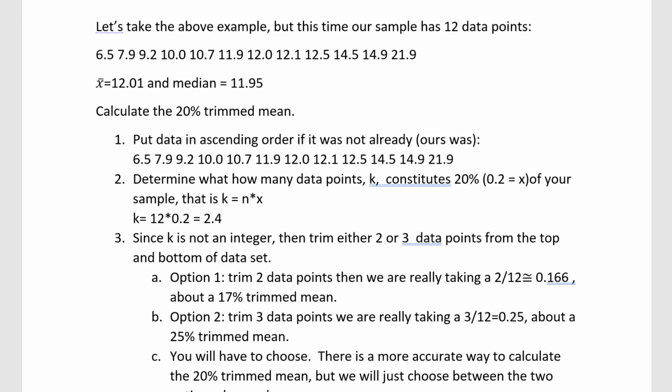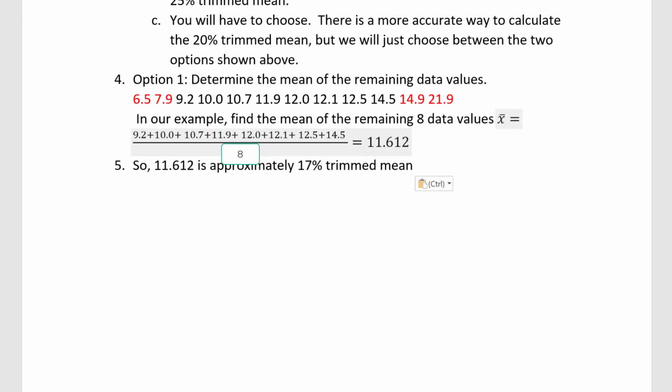So let's look. If we choose option 1, what would be our 17% trimmed mean? Well, if I choose option 1, that means I'm taking 2 data points from the top and bottom of our data set. So in red, I've shown you the 2 data points on the top and bottom. And so now I take the middle data points that I have there. There's 8 of them. I take those 8, I add them up, divide by 8, and I get the trimmed mean of 11.612. So 11.612 is approximately the 17% trimmed mean, because we couldn't quite do the 20%.